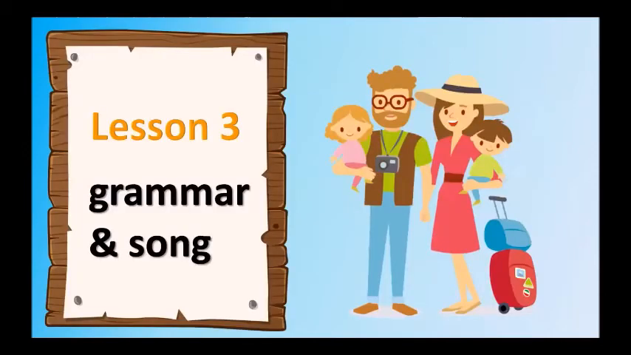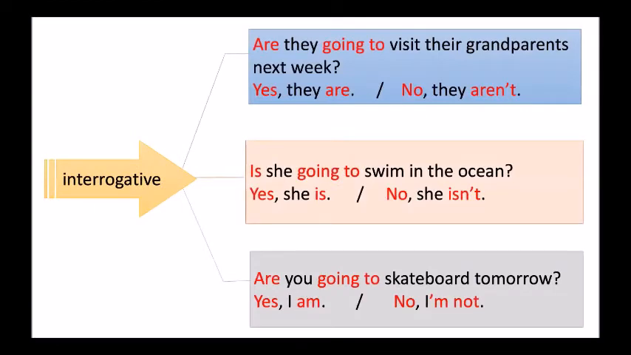Okay, now we continue with lesson 3, grammar and song. Now, we continue to ask and answer with be going to. I will show you some examples of be going to plus verb. Now listen and repeat. Are they going to visit their grandparents next week? The answer is yes, they are. Or no, they aren't. Is she going to swim in the ocean? Yes, she is. Or no, she isn't.